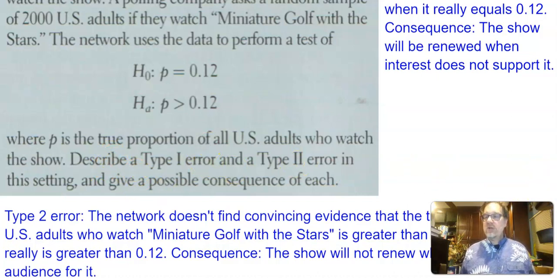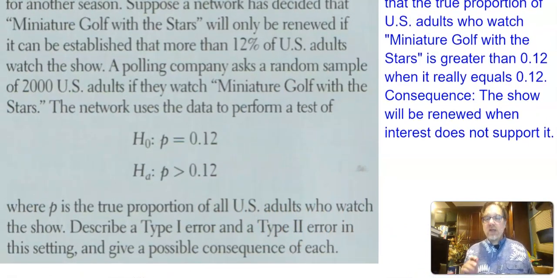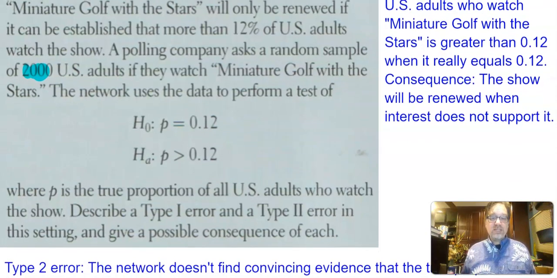Now, these errors are occurring not because the company did anything wrong. We didn't talk to every single U.S. adult. We only talked to 2,000 U.S. adults. Do those 2,000 U.S. adults have to agree with the entire population? The answer is no, they don't. Sometimes mistakes will happen. So let's describe a type 1 error.